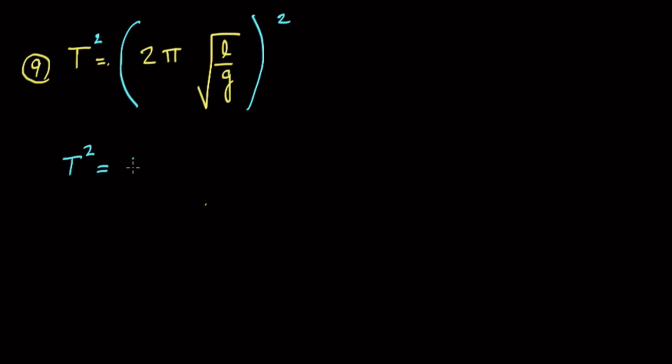So 2 squared I know is 4. Pi squared is pi squared. And when I square the square root of L over G, I end up with L over G. And remember, this 4 pi squared I could write as the entire numerator of this fraction. It's the same thing. L over G doesn't have to stay separate because it's being multiplied. When you multiply something by a fraction, it really is just multiplied by the numerator, not the denominator.